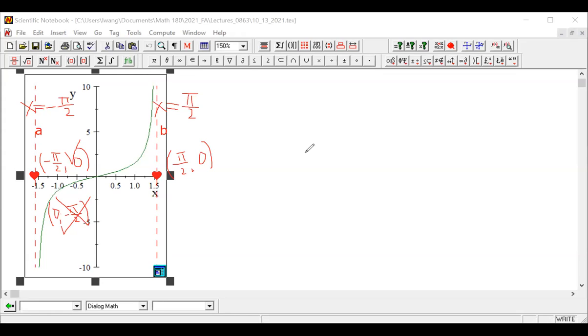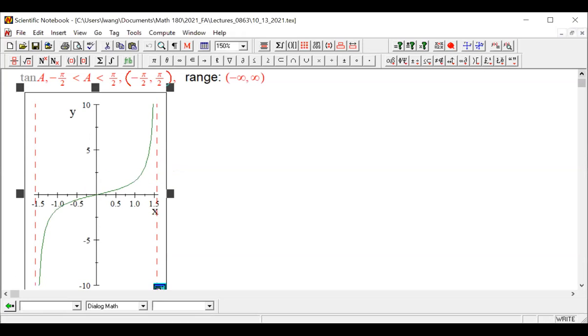Okay? Now, as Farouz was just looking forward to, this function, suppose I call this function g. g is one-to-one.